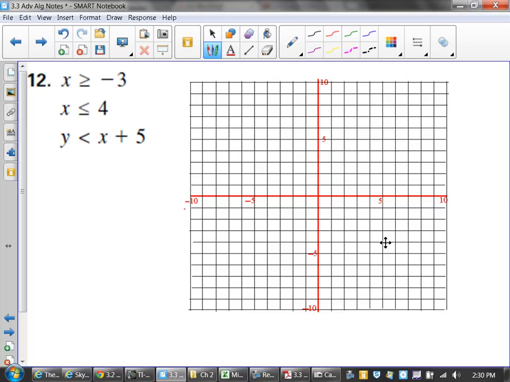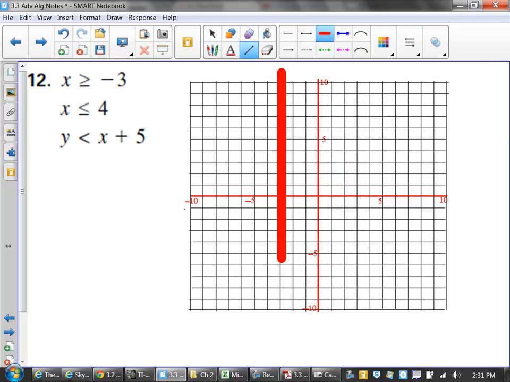Once again, if you look at this problem, you've got x is greater than or equal to negative 3. What kind of a line is x equals a number? It's vertical. What does this go through? Negative 3. And which way are numbers greater than negative 3, to the right of that line or to the left? It's going to the right.